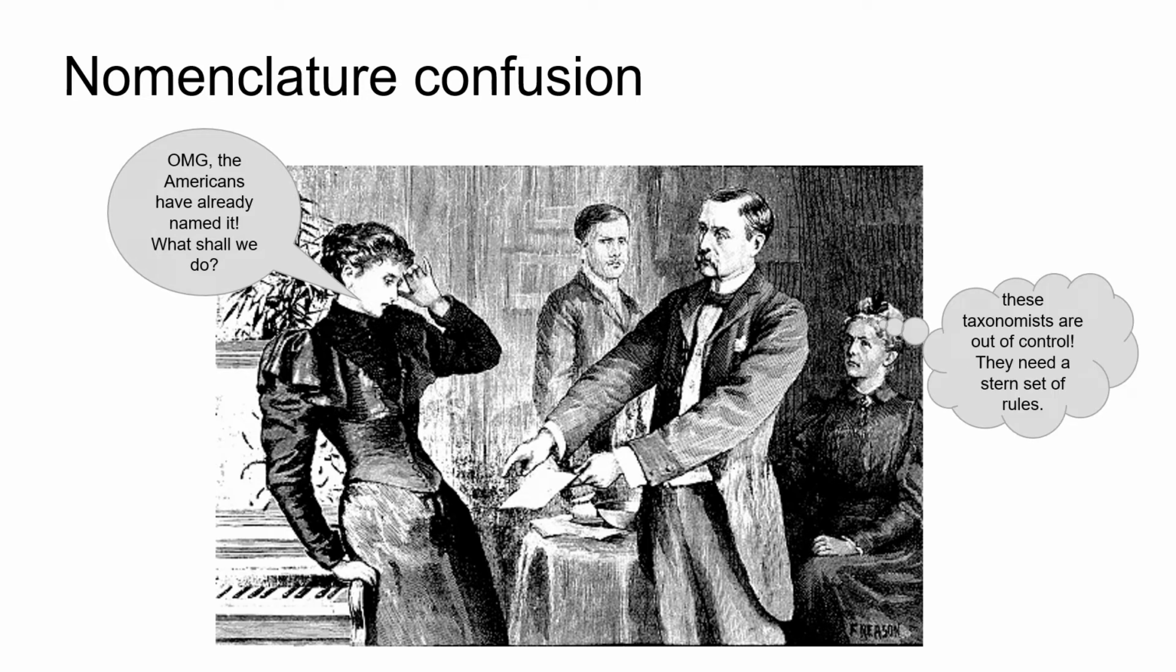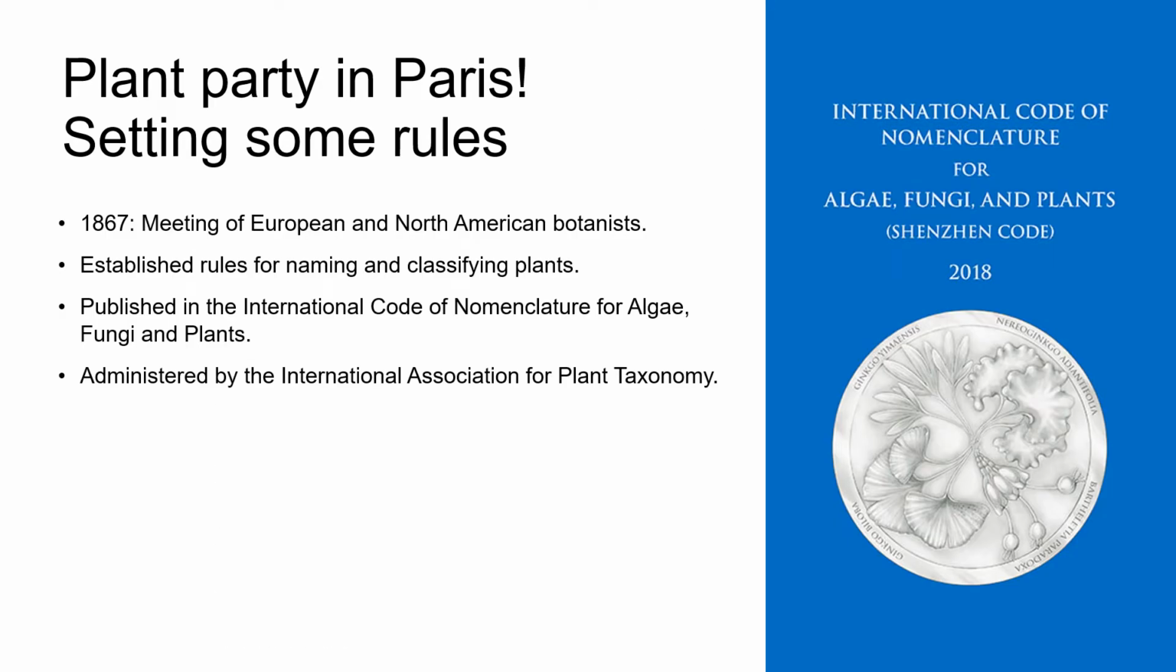So, in 1867, a meeting of European and North American botanists was convened in Paris. Their goal was to compile an internationally accepted set of rules for naming and classifying plants. At that Paris meeting, Linnaeus's system of binomial nomenclature was accepted as the starting point for the naming of plants. Rules governing the naming of plants and the syntax of the different taxonomic ranks were agreed upon, and we'll look at those in another lecture.